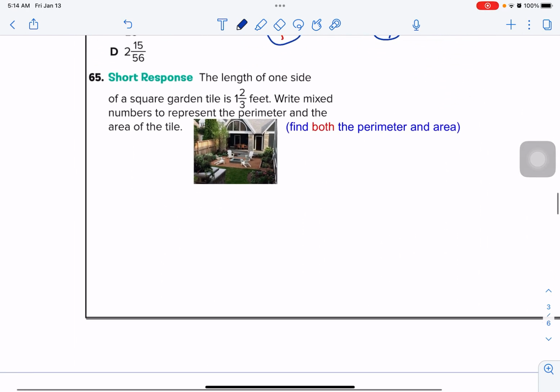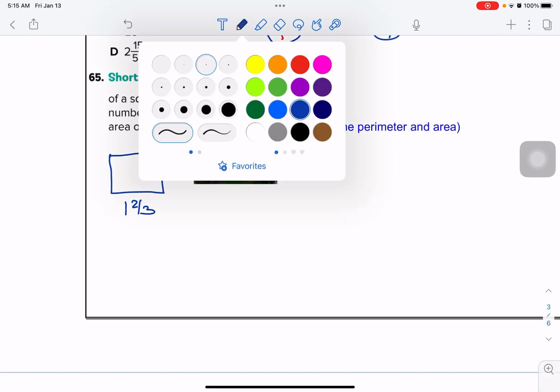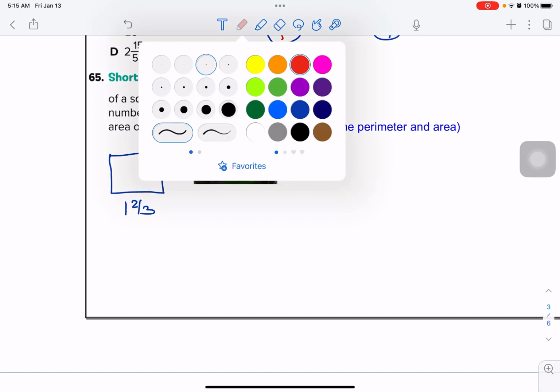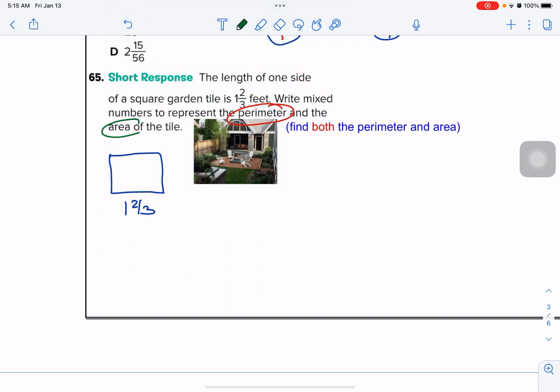Right. The length of one side of a square garden tile. So if I think about a square garden tile, the length of one side is 1 2/3. Write the mixed number to represent the perimeter and area of the tile. So notice that in this question, they were asking for two things, for you to find the perimeter and then for you to find the area.